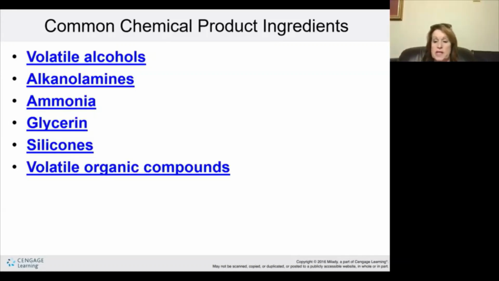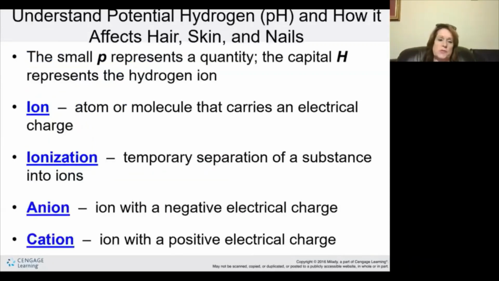Glycerin is a sweet, colorless, oily substance used as a solvent and moisturizer. Silicone is a special type of oil used in hair conditioners, water-resistant lubricants for the skin, and nail polish dryers. They are less greasy than many other oils and can impart a silky, smooth feel to skin and give hair a shine. Volatile organic compounds are compounds that contain carbon, organic, and evaporate very easily. The most common volatile organic compound used in hairsprays is ethyl alcohol, ETHYL, ethyl alcohol. It's most commonly used in hairsprays.